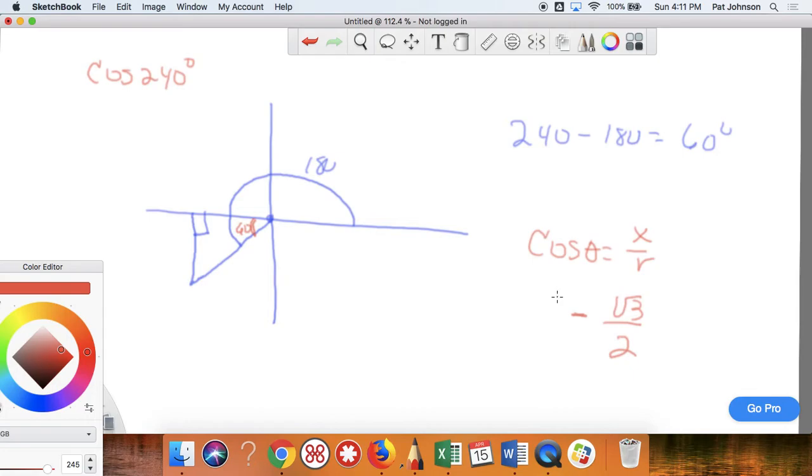Oh no, I lied. Cosine of 60 degrees is 1/2. Sorry, got this right if you look at the chart. So cosine of 60 degrees, that's my reference angle, is 1/2. And it's negative, so cosine of 240 degrees is negative 1/2. Okay? You use a reference angle to find the value, and then you have to attach the sign based on what quadrant it is of the value that we're finding. So that would be negative 1/2.